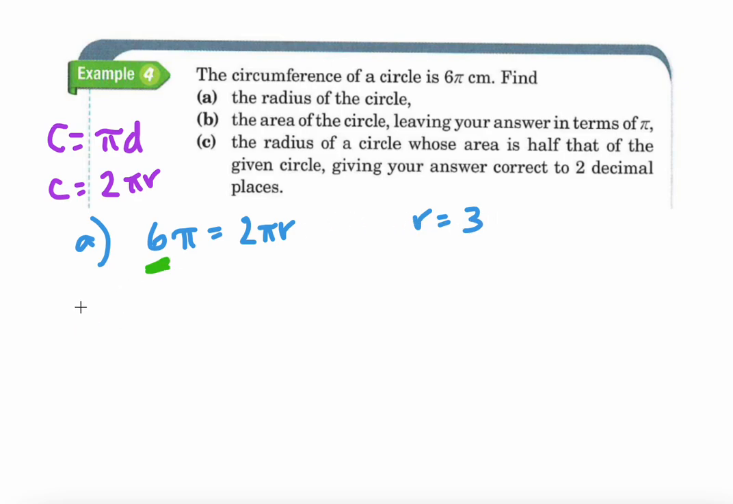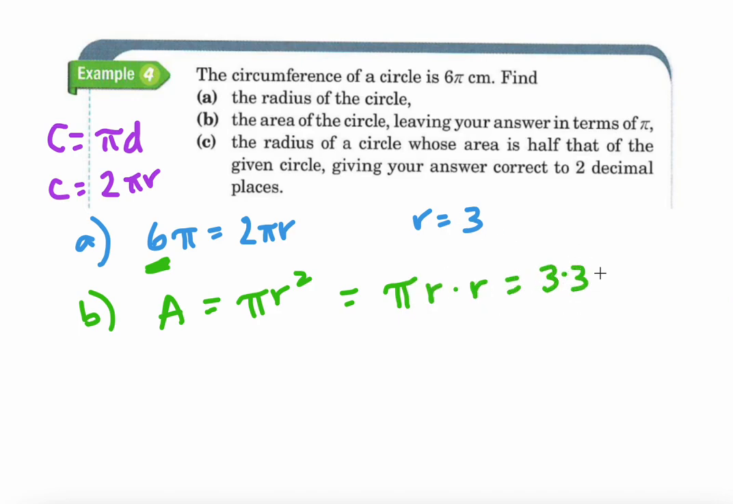All right, now part B, the area of the circle, leaving your answer in terms of pi. Okay, area is pi r squared, right? So they said to leave it as pi, radius times radius. Our radius was 3, so 3 times 3 pi, which is 9 pi. Centimeters squared, because they have centimeters here. Okay, that wasn't bad. Just follow the formula.